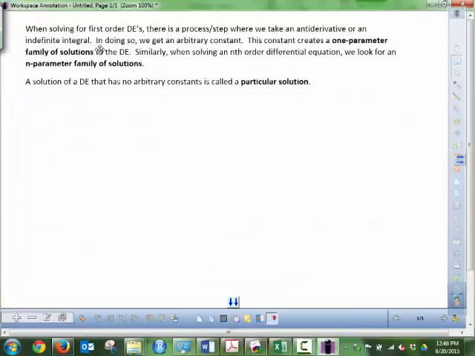When we're solving for a differential equation, the process takes us to an antiderivative or an indefinite integral. In doing so, we got an arbitrary constant, right? So I have to take some points off for those people who forgot the plus C on their quiz.